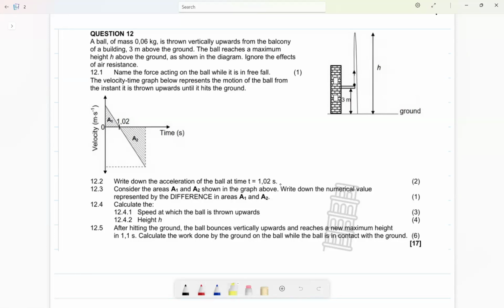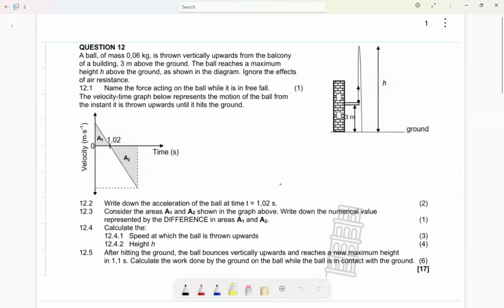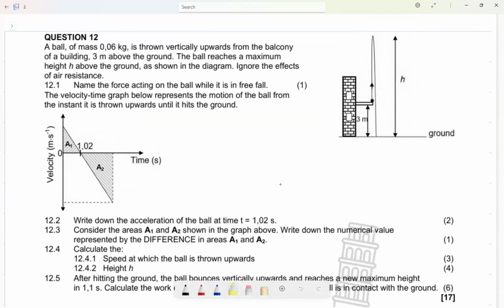In today's video, I want us to look at another question under vertical projectile motion. We have a ball of mass 0.06 kg thrown vertically upwards from a balcony of a building 3 meters above the ground. Here is that initial starting point, so everything occurs starting from here, 3 meters above the ground.